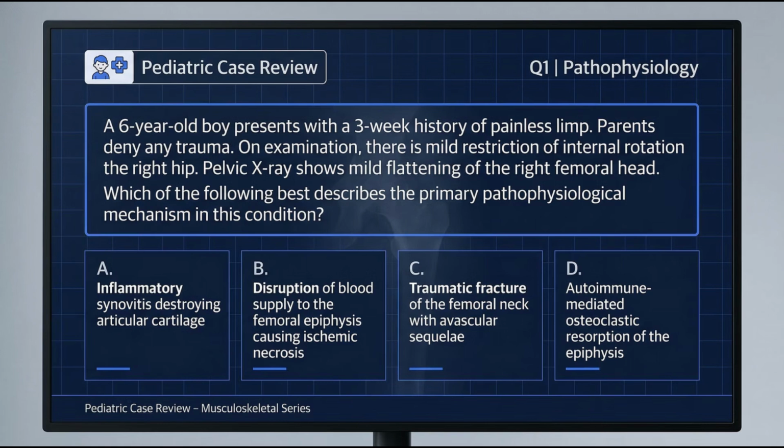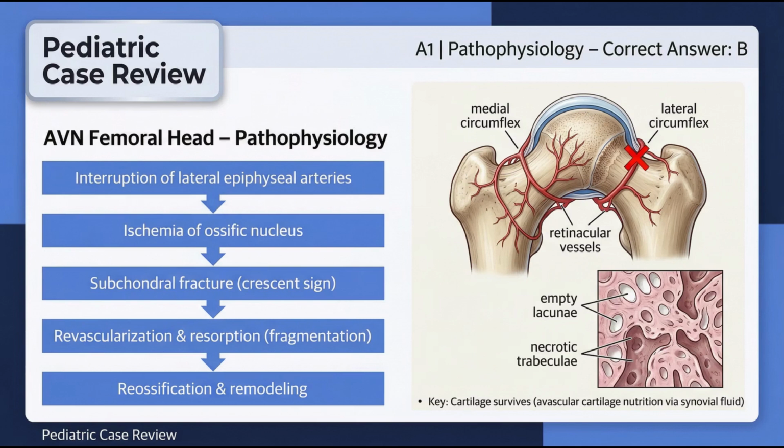Option A. Inflammatory synovitis destroying articular cartilage. Option B. Disruption of blood supply to the femoral epiphysis causing ischemic necrosis. Option C. Traumatic fracture of the femoral neck with avascular sequelae. Option D. Autoimmune-mediated osteoclastic resorption of the epiphysis. The correct answer is option B. Disruption of blood supply to the femoral epiphysis causing ischemic necrosis.